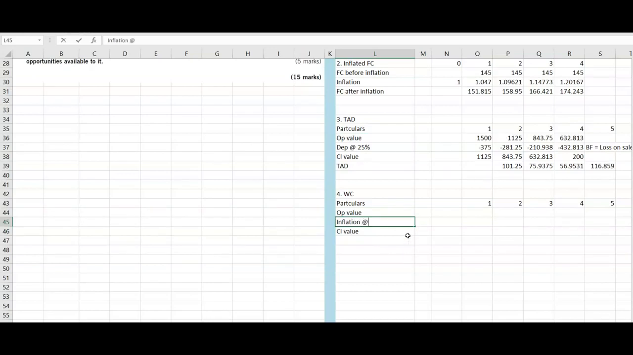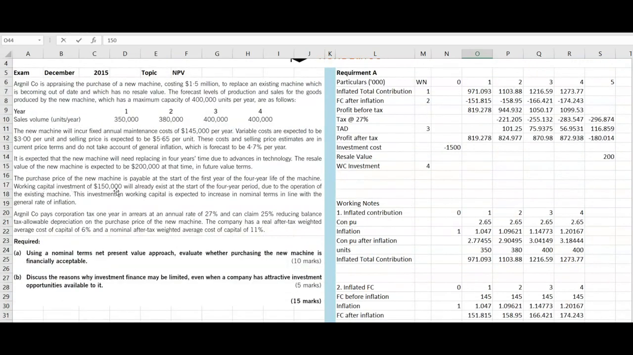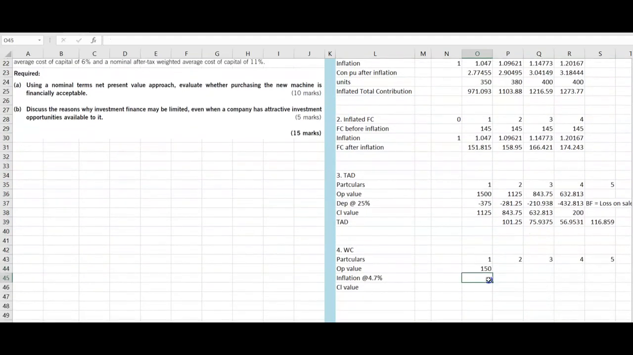So inflation is at the general rate, which is 4.7%. So at the first year beginning, or the 0th year, it is 150. We'll check it once. Yes, the working capital investment is 150, already existing at the start of the 4-year period. Due to the operation of the existing machine, the investment in working capital is expected to increase in nominal terms in line with the general rate of inflation. So this 150 is already existing.